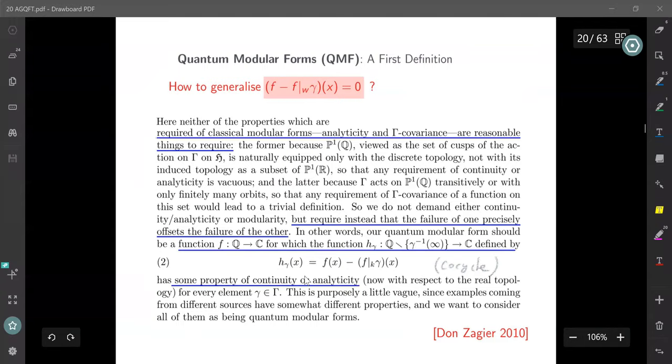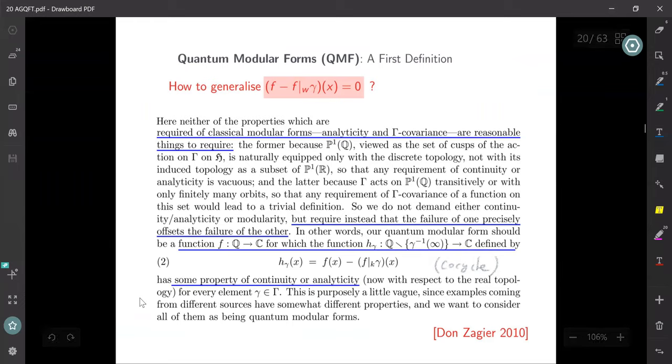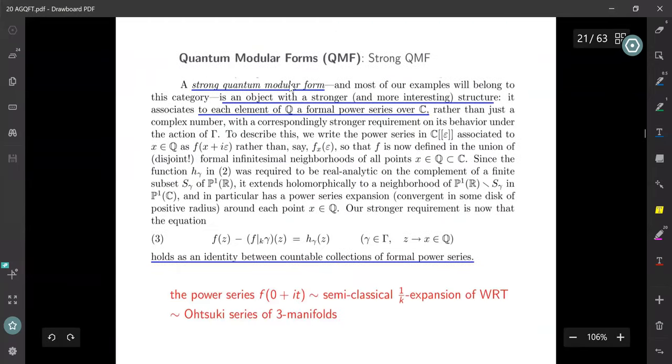Okay. But in the context of our talk, we actually often encounter quantum modular forms with more structure. They're often referred to as strong quantum modular forms. Namely, to this function defined on the rationals, there is also attached to each rational point a power series. It could be, most of the time, divergent. But if you take the modular difference, then you get something better: a value defined on the rationals, and on top of that, a power series that's now convergent. Okay. So in our context, this will be exactly what's responsible for the semi-classical 1 over k expansion of the WRT.